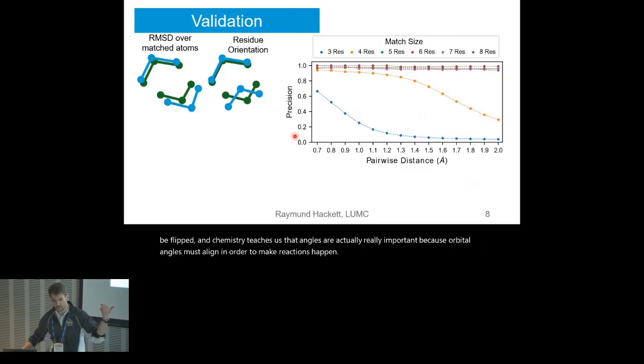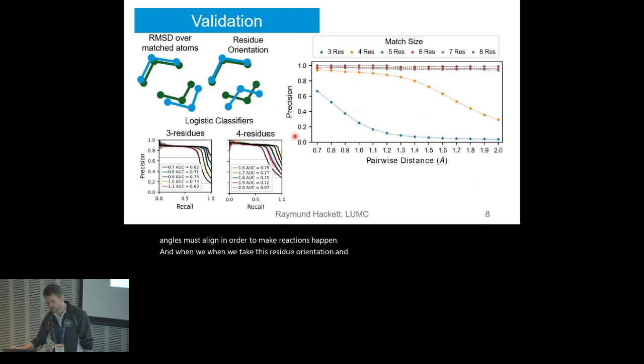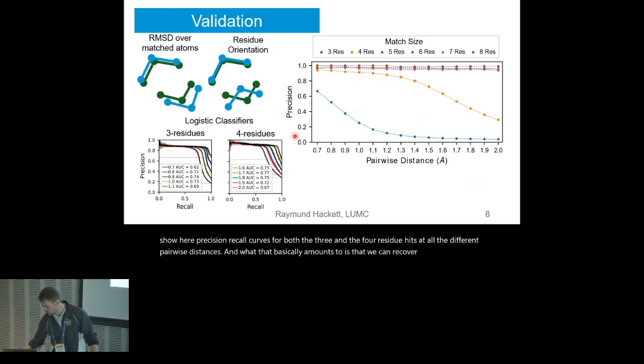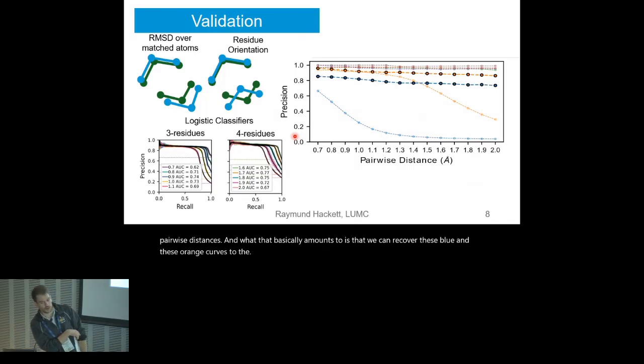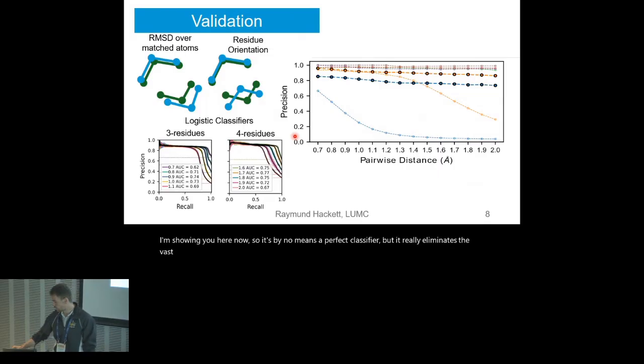And when we take this residue orientation and RMSD as features for a logistic classifier, we can really get a good grasp on filtering out all the correct matches from the false ones. I show here precision recall curves for both the 3 and the 4 residue hits at all the different pairwise distances. And what that basically amounts to is that we can recover these blue and these orange curves to the ones I'm showing you here now. So it's by no means a perfect classifier, but it really eliminates the vast majority of our false hits.